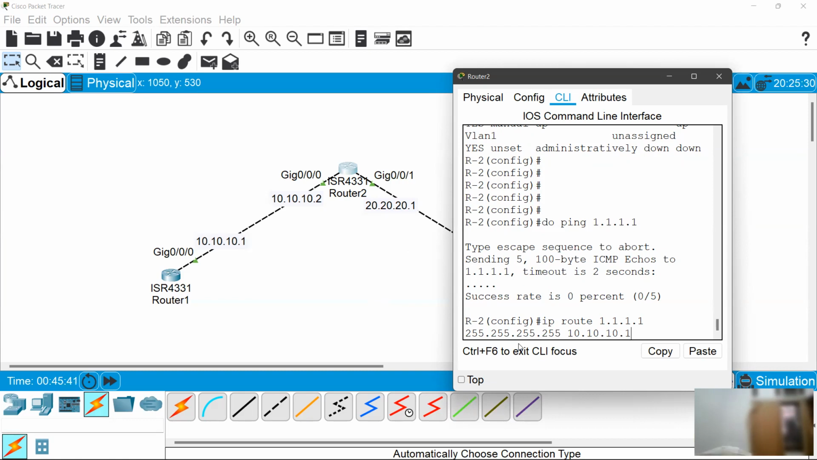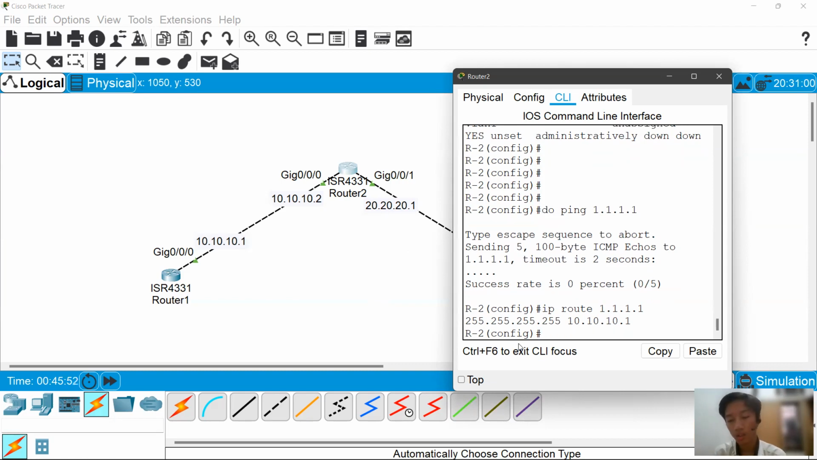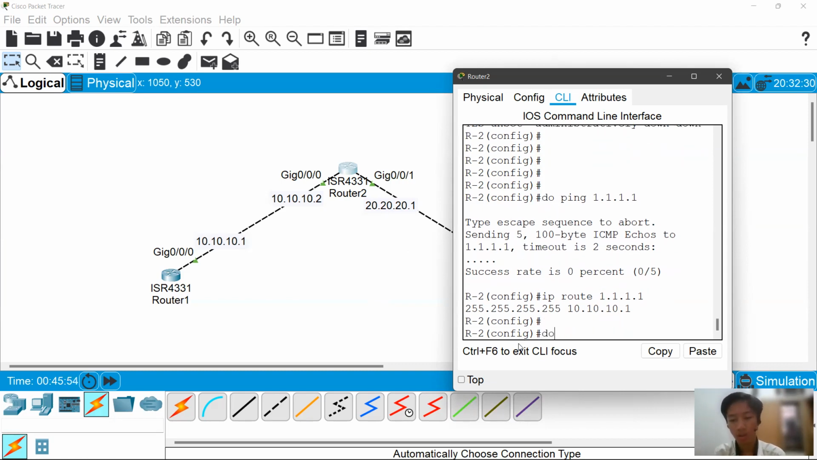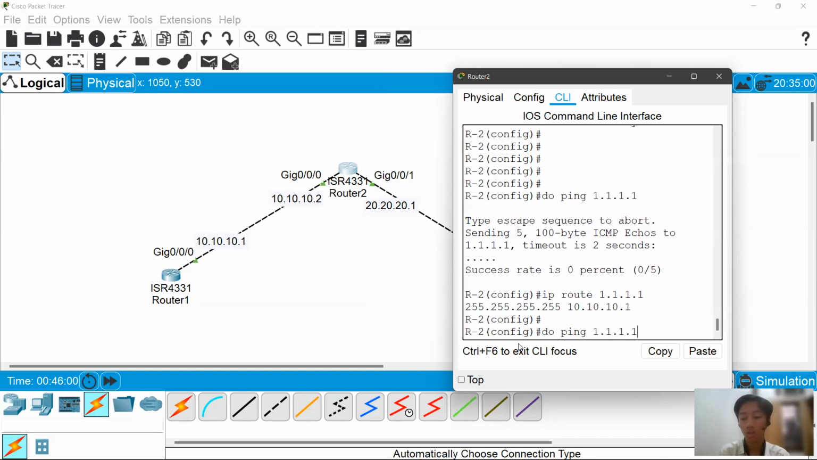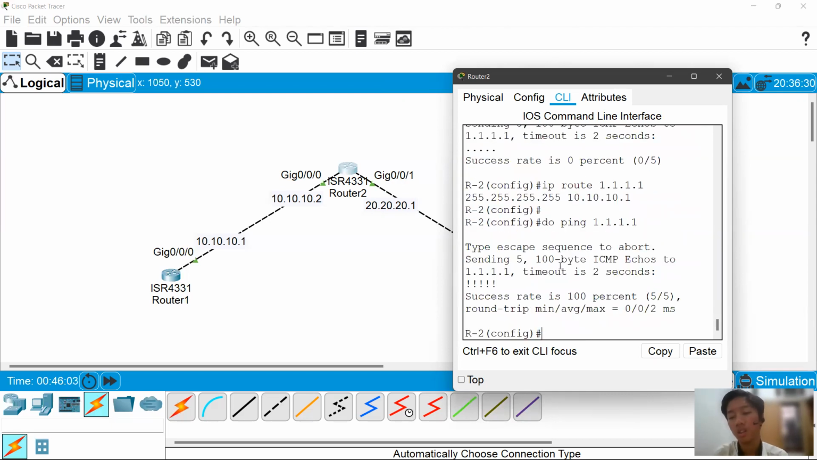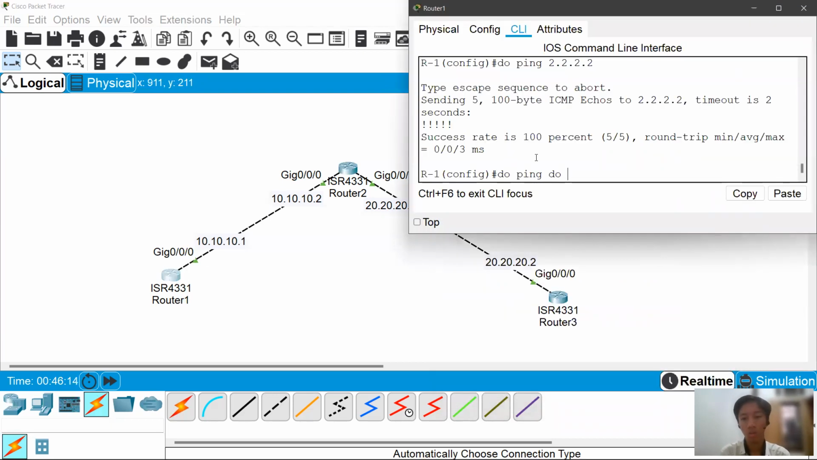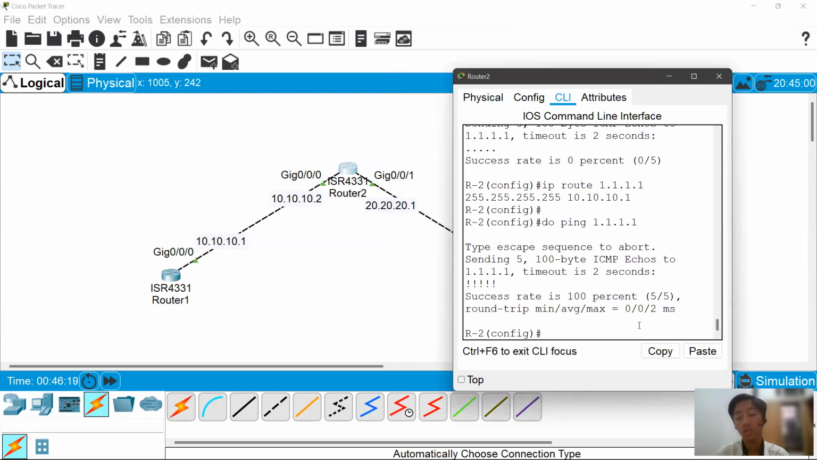Okay, sorry, my laptop is low on battery. Okay, done. And we enter, and we check again. Do ping. Success rate is 100%. Don't forget to do write.